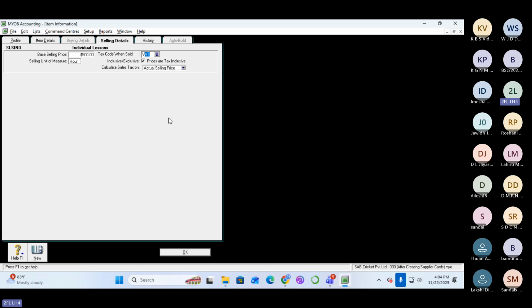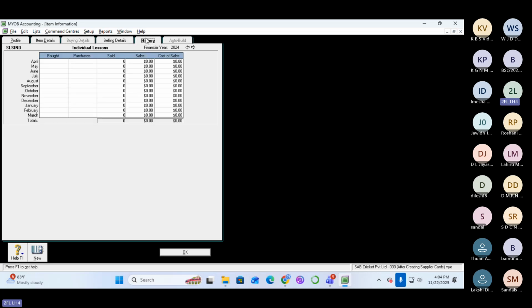So this base selling price will be filled in the invoice. But if you want to change it, let's say you make it 750 manually, then based on 750, your tax will be calculated. So that is the correct way of calculating tax, right? Actual selling price you have to use. Understood? So we are selecting it, and that is about the selling details.